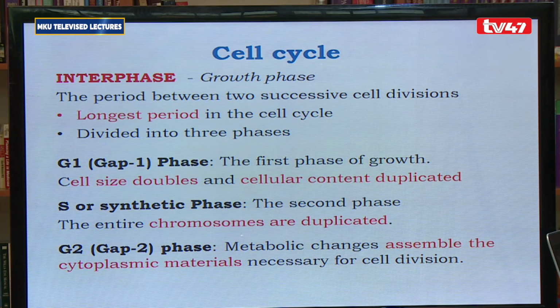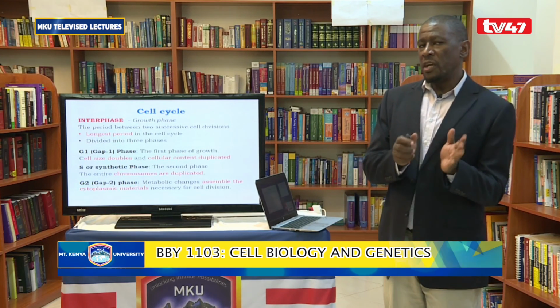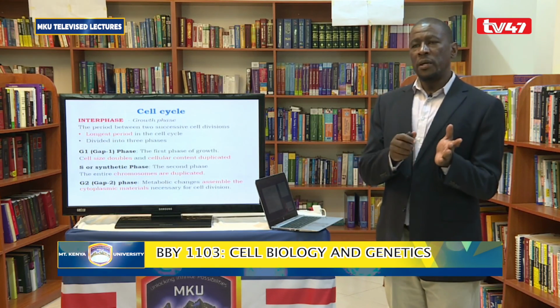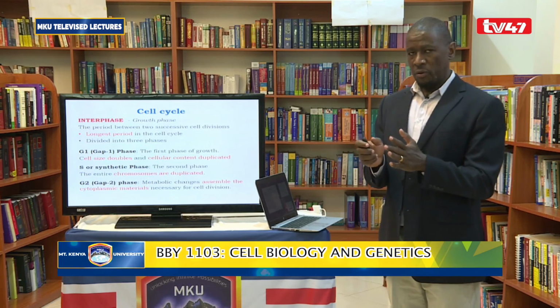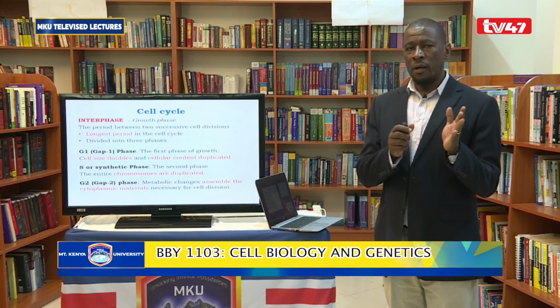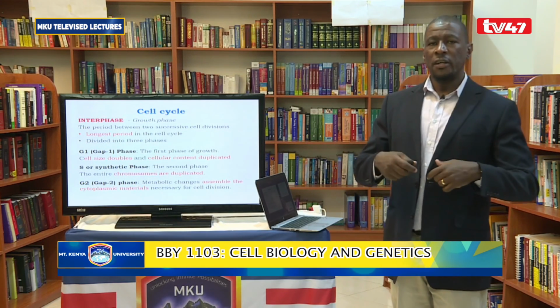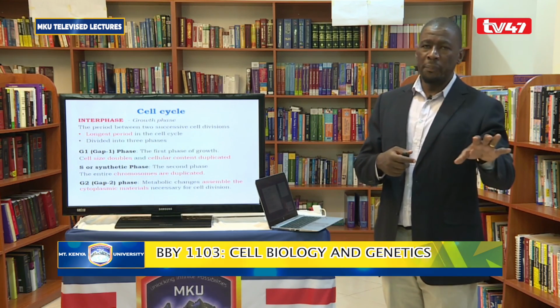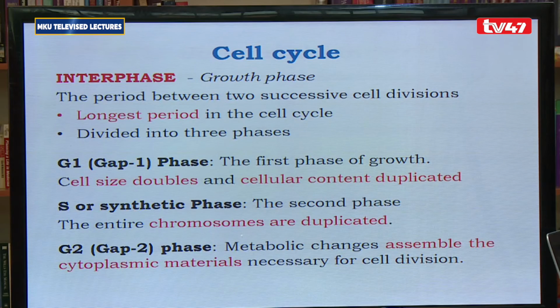Like, for example, the human being has 23 pairs of chromosomes. So the 23 pairs, meaning 46 chromosomes, would be multiplied so that you'll end up with 92 chromosomes, or 46 pairs. So that when the cell divides, the new cell will have 23 pairs, another cell will have 23 pairs. So that happens in the synthetic phase.